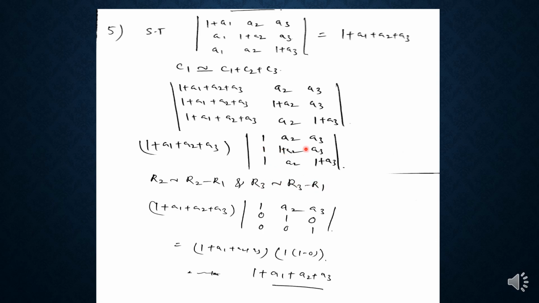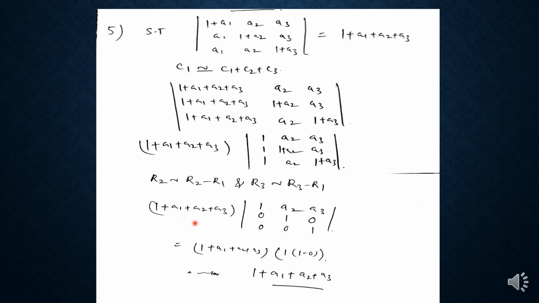Here the first row is constant, 1 A2 A3, that is 1 plus A1 plus A2 plus A3 into 1 A2 A3. Now R2 changes to R2 minus R1: 1 minus 1 is 0, 1 plus A2 minus A2 is 1, A3 minus A3 is 0. Now R3 changes to R3 minus R1: 1 minus 1 is 0, A2 minus A2 is 0, 1 plus A3 minus A3 is 1.